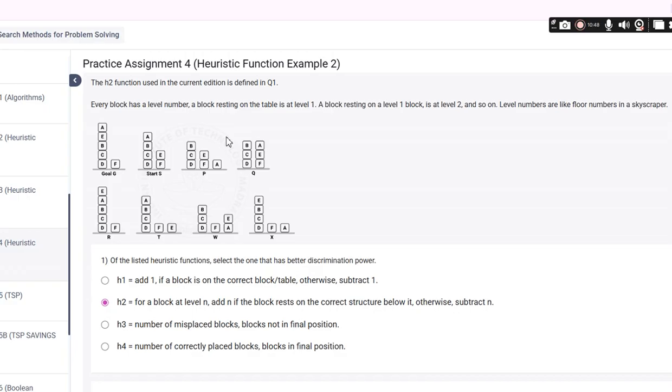So, if we take 4 heuristic functions, H1, H2, H3, and H4: H1 is add 1 if a block is on the correct block, otherwise subtract 1. H2 is, for a block at level n, add n if the block rests on a correct structure below it, otherwise subtract n. H3 is the number of misplaced blocks not in final position. H4 is the number of correctly placed blocks.